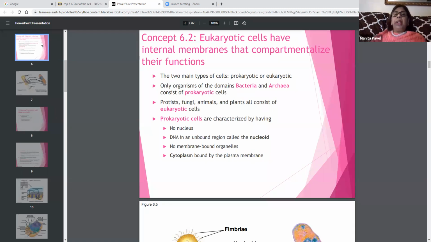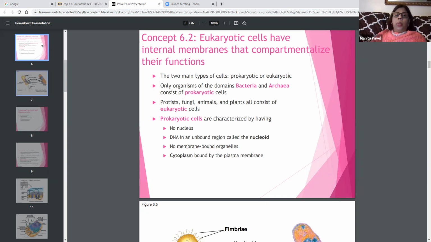Opposite of prokaryotes will be the eukaryotic cells. Eukaryotes will have a nucleus and membrane-bound organelles. Now, when we did taxonomy classification, all those living organisms were divided into three main domains: bacteria, archaea, and eukarya. So the bacteria and the archaea were the only prokaryotic organisms that we are going to look at. Protista, fungi, plantae, animalia are eukaryotes.